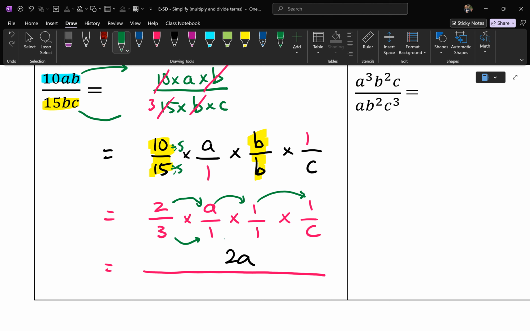Just do the bottom. What is 3 times 1 times 1 times C? Can I please have... Yes, Ashwin again. 3C. And that's as simplified as you can get.